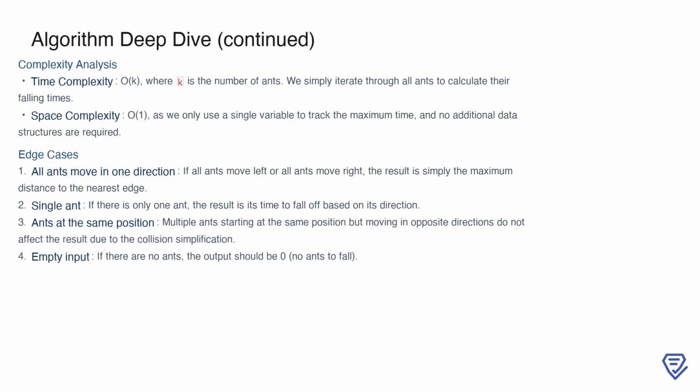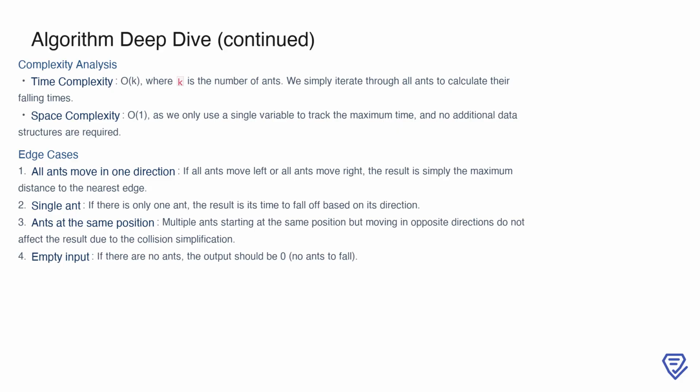Analyzing the algorithm's efficiency, the time complexity is O(k), where k is the number of ants. This is because we iterate through each ant once to compute its falling time and update the maximum. The space complexity is O(1), since we only use a single variable, max_time, in addition to the input arrays.